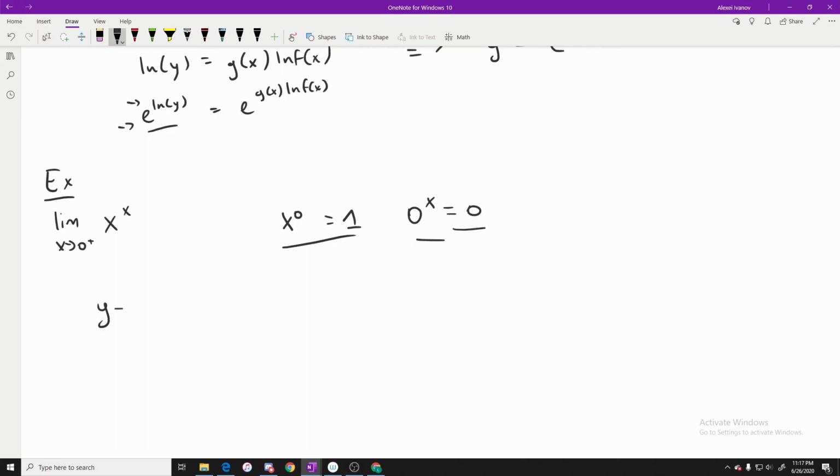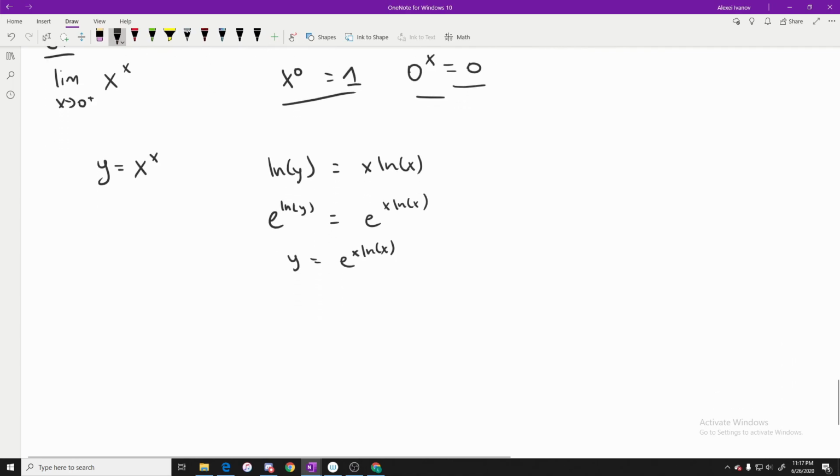So we have the function y is equal to x to the x, right? So let's go ahead and take the ln of both sides, and this is going to equal x ln x. And now let's raise both sides to the power of e. So there we go, we have successfully done that. And now let's apply the limit to this.